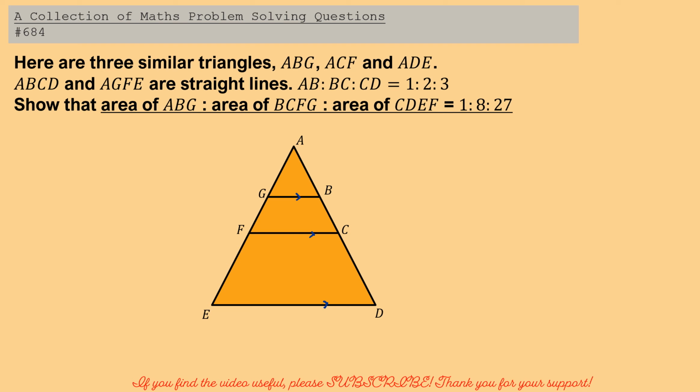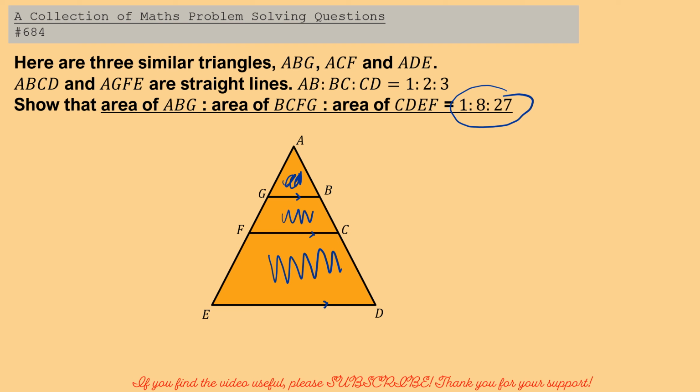Here are three similar triangles ABG, ACF and ADE. ABCD and AGFE are straight lines, and AB is to BC is to CD is 1 is to 2 is to 3. So we need to show that the area of ABG, which is this part, is to the area of BCGF, is to the area of CDEF, is 1 is to 8 is to 27.